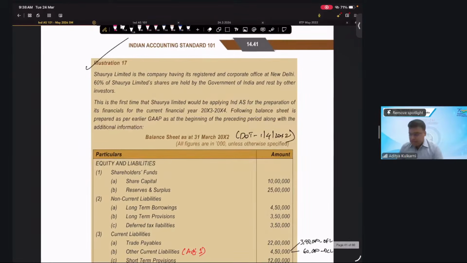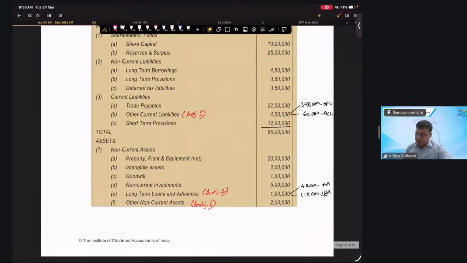Shaurya Limited is a company having registered and corporate office at Delhi. 60% of its shares are held by Government of India, rest by other investors. This is the first time that Shaurya would be applying Ind AS for preparation of its financials for the current year 20x3-x4. Following balance sheet is prepared as per earlier GAAP as at beginning of the preceding financial period, along with the additional information. So these are the things which are given.